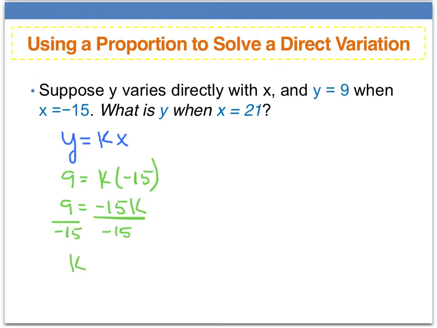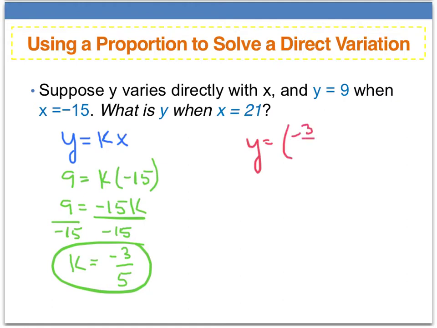Now, since this value is constant over all pairs of x and y in this variation, I can use this same constant of variation to find any other missing coordinates from other coordinate pairs. So here, I'm given that x is 21, and we want to figure out what y is whenever x is 21. Well, that means we go back to this equation here. We know that x is 21 and k is negative 3/5, which means we can now solve for y.